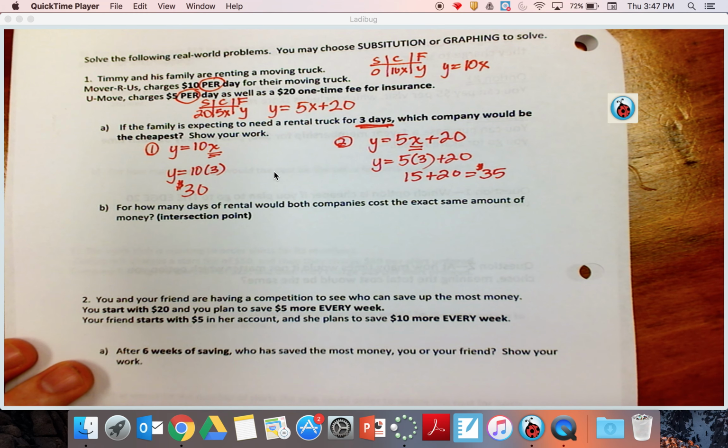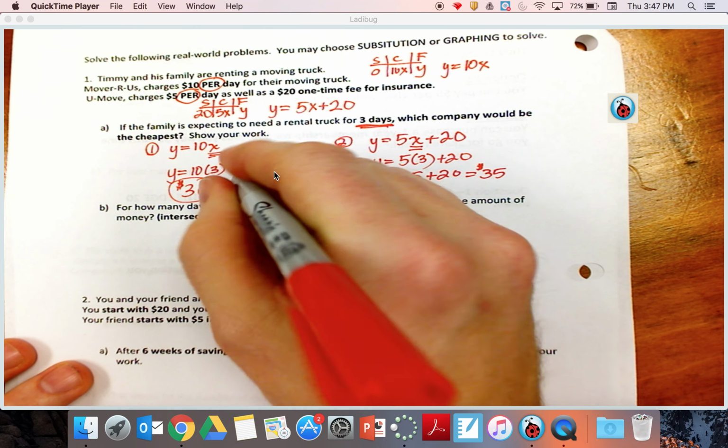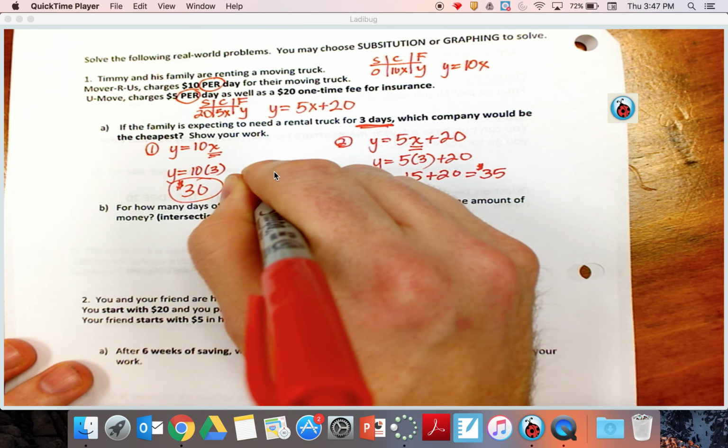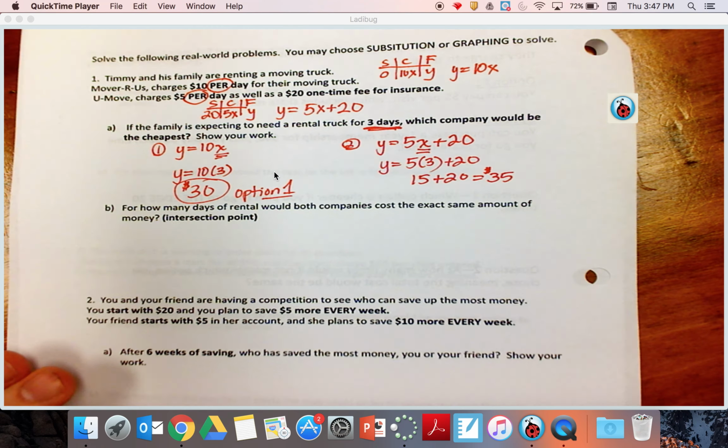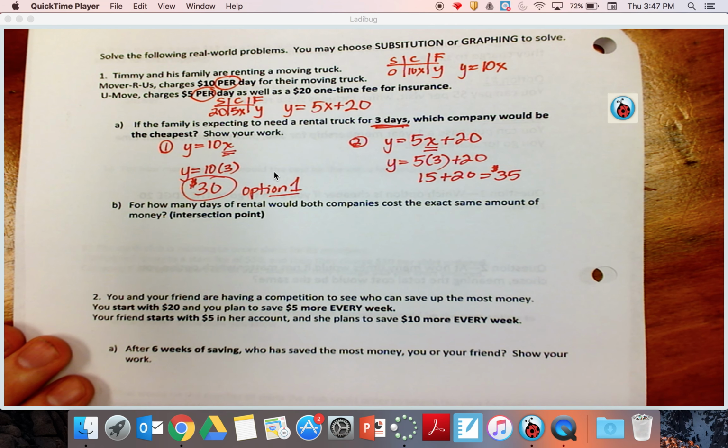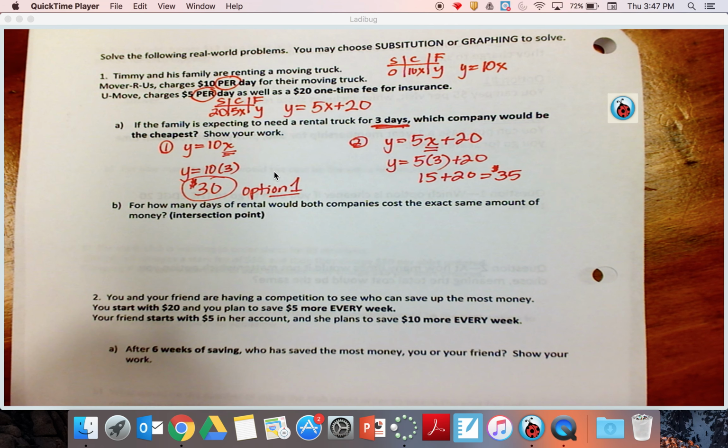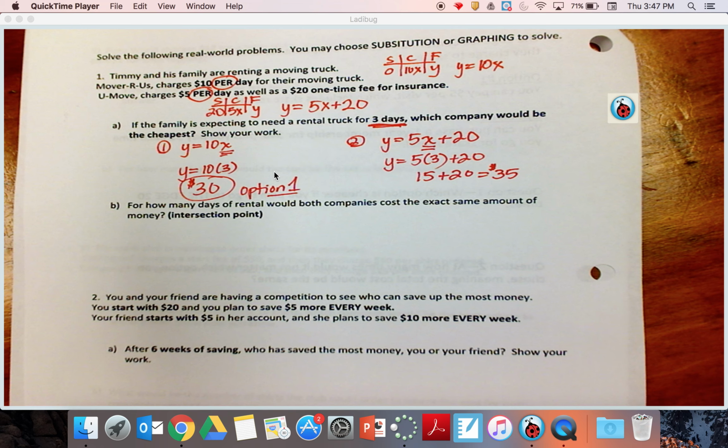So who's cheaper? Obviously Option 1 is the cheapest one. $30 is better than $35. So I've solved that problem. All I did was substitute in and solve. Okay? Part B is asking me where they will be at the exact same price.